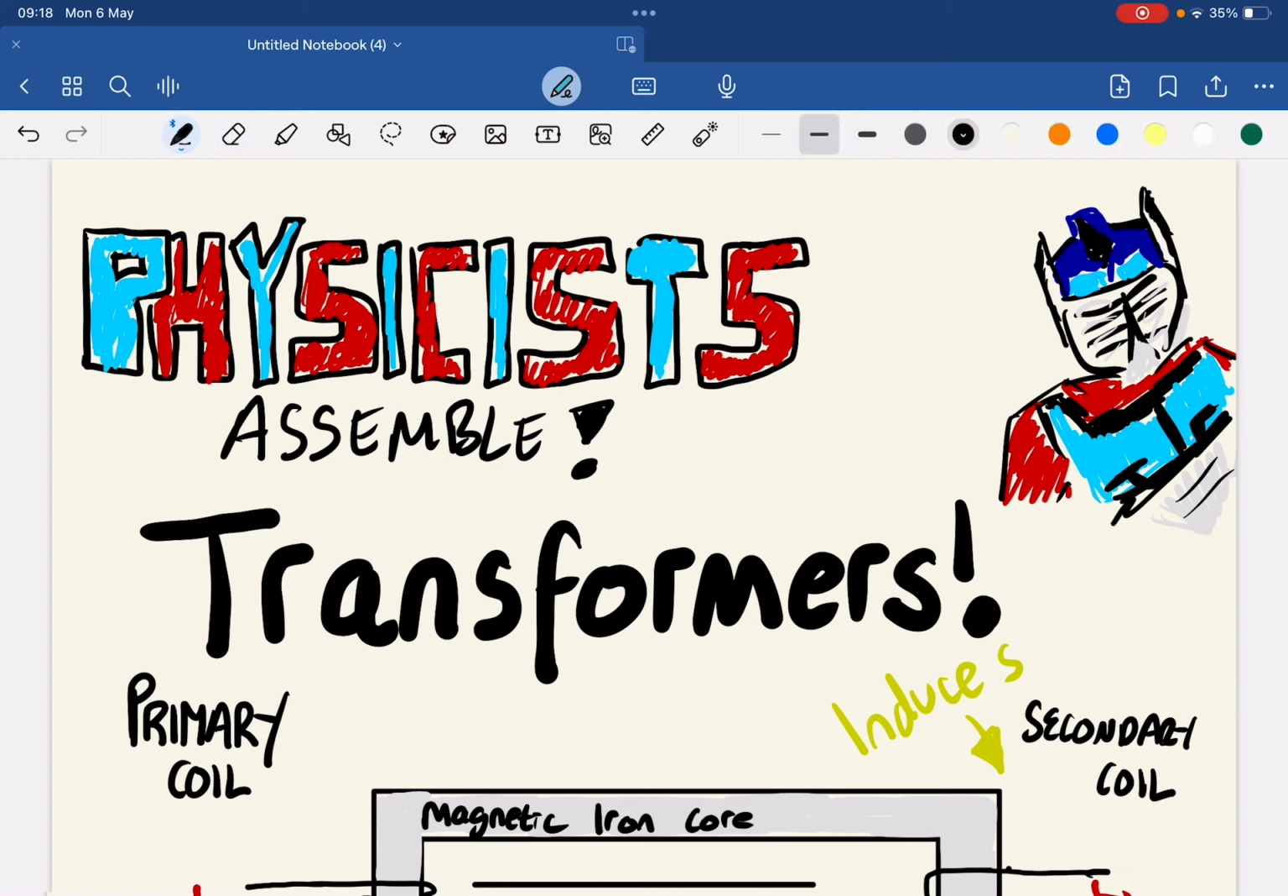And as you can see, I'm a fantastic drawer. And I shouldn't just be a physicist, science teacher, I should be an art teacher.